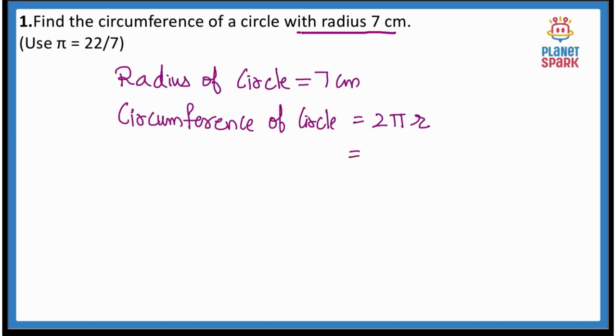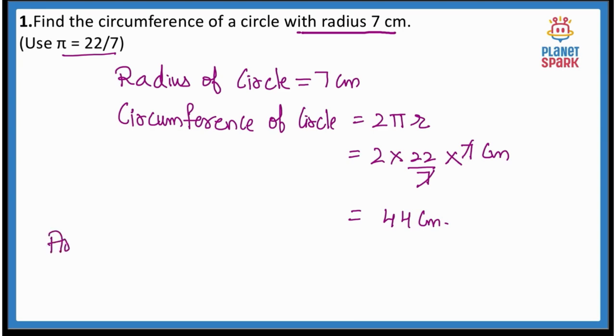So in the circumference of the circle, we would put the value as 2 pi. We are going to take pi as 22 by 7 because r is 7. Now on simplifying this, I can see that 7 and 7 will get cancelled. So in this case, the circumference of the circle would be 44 centimeter. Let's move on and practice the next question.